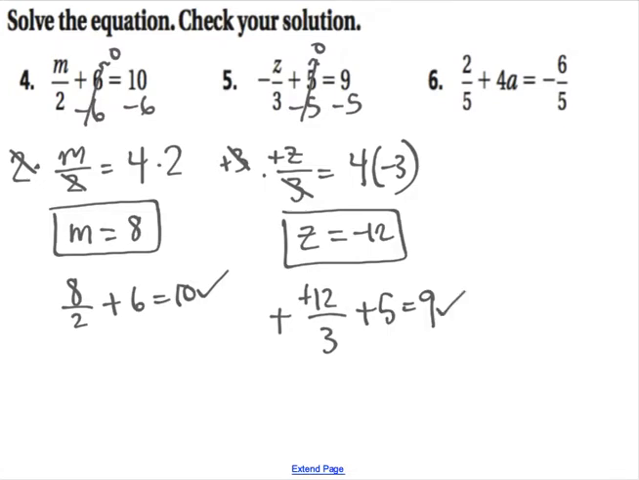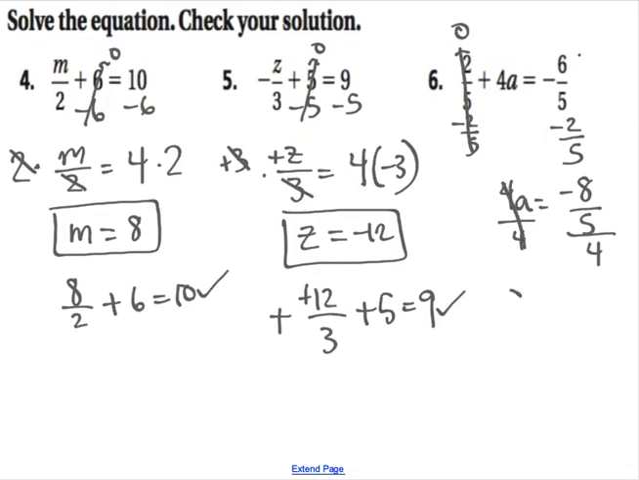That's true. Next example, we're trying to get a by itself here, so let's get rid of the 2/5. We'll do that with a negative 2/5. That makes 0. And then 4a will equal 6/5 minus 2/5. Well, these are both negative. Negative 6 and negative 2 make negative 8/5. And then I need to divide by 4.